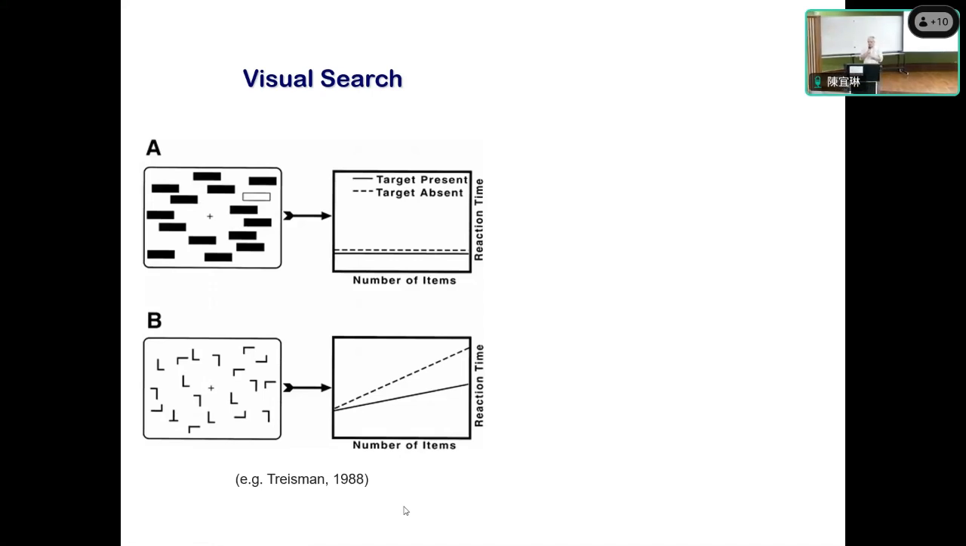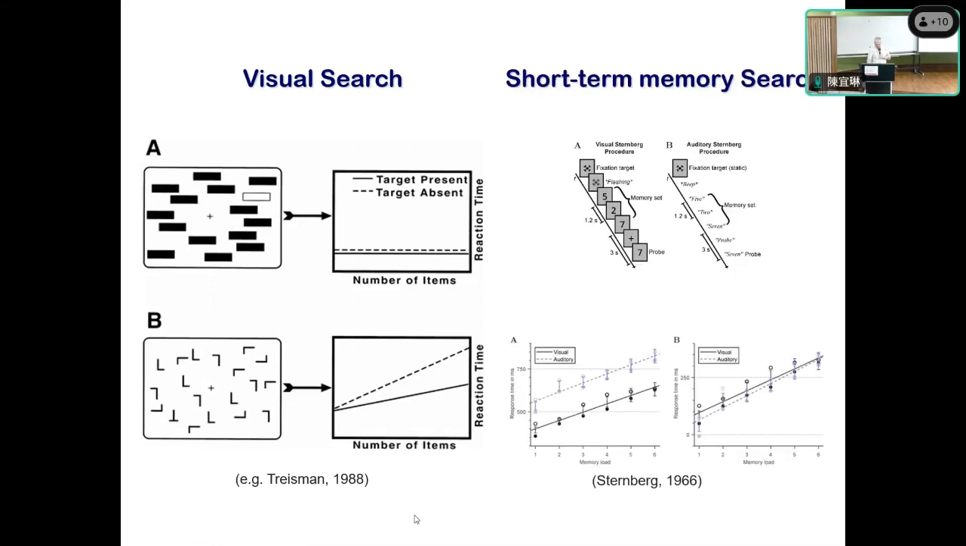So we look at this paradigm with a new tool. We also look at another method, which is short-term memory search. Short-term memory is the process that helps our consciousness operate.